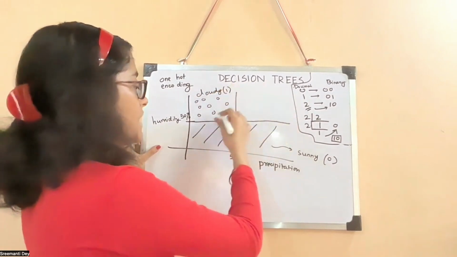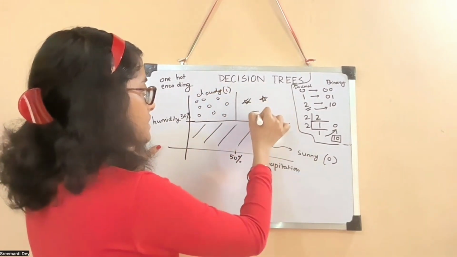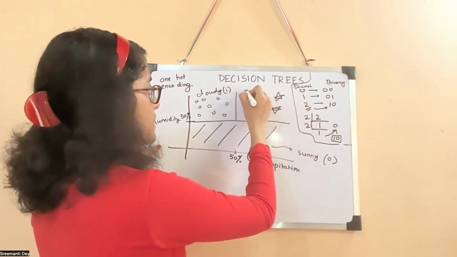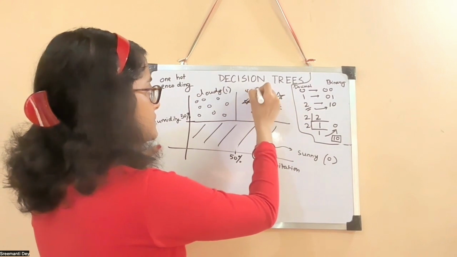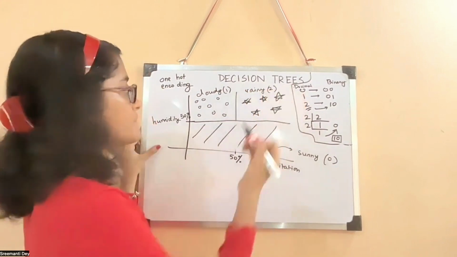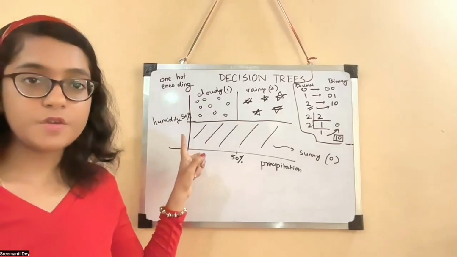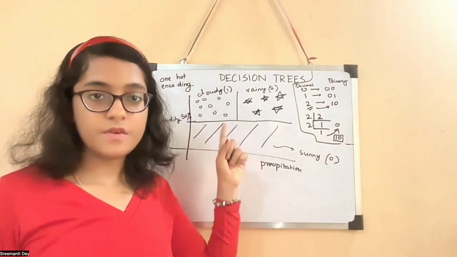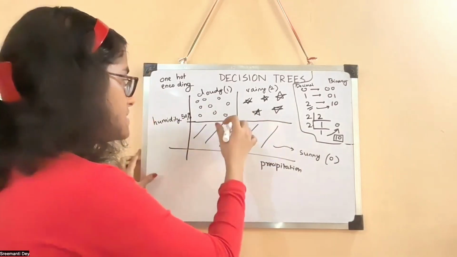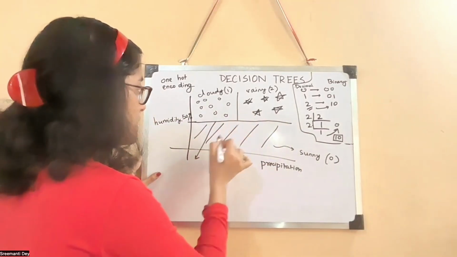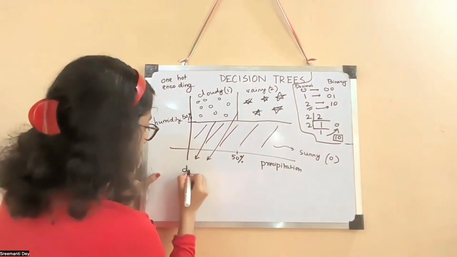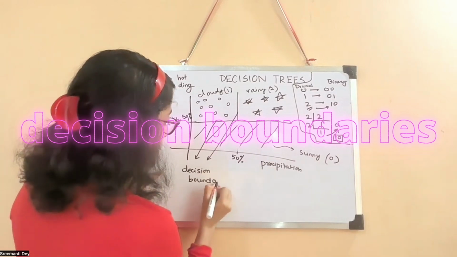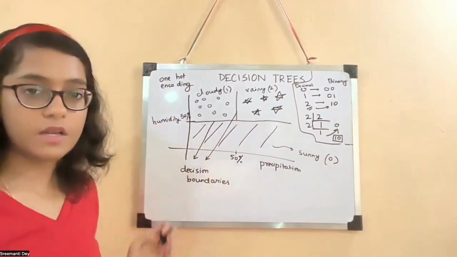This is class 1. And this region, just to denote them separately, is going to be rainy. So that is our class 2, right? So we have humidity and precipitation as two features. We have sunny, we have cloudy, we have rainy. So this and this are the decision boundaries that we are trying to find in our data set, in our model.